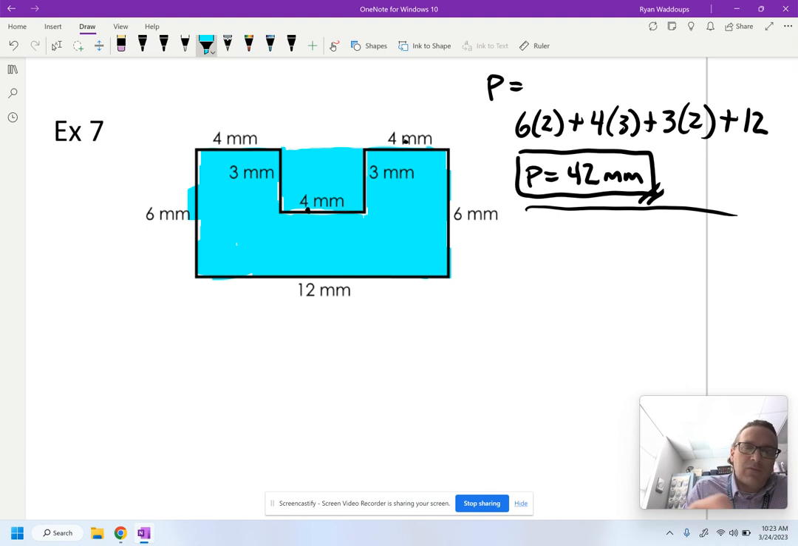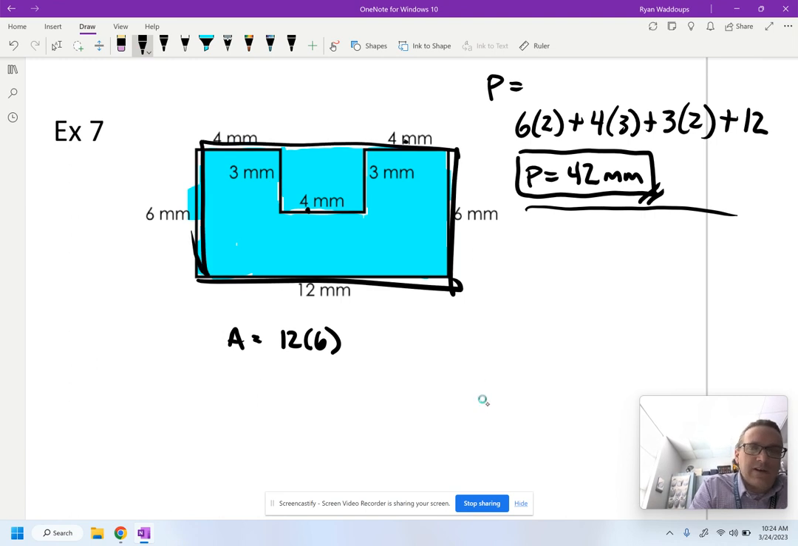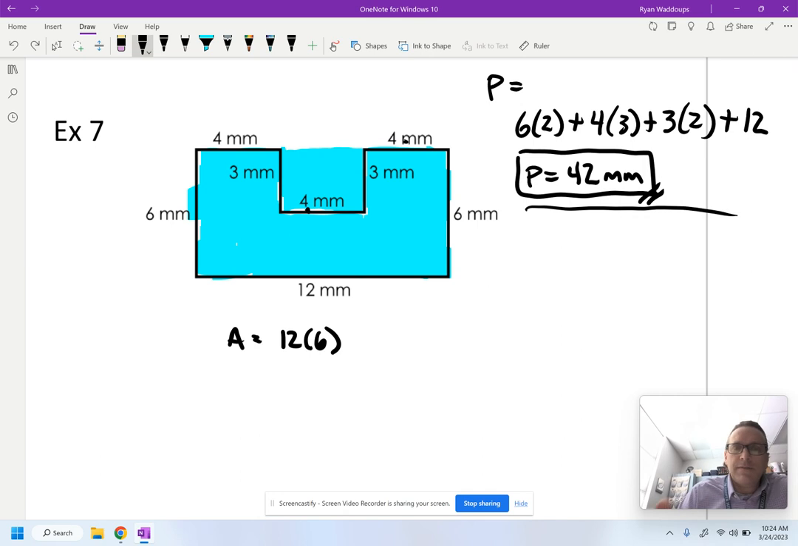So the area of the big rectangle, 12 times 6, that's the whole thing here. 12 times 6, and that gives us all of that whole space there. But then I want to take this chunk out right here. So that would be subtract 3 times 4.